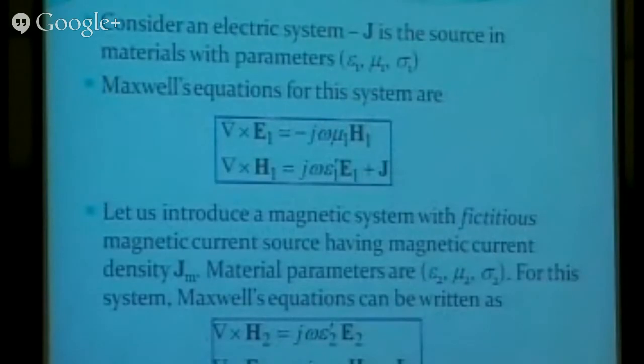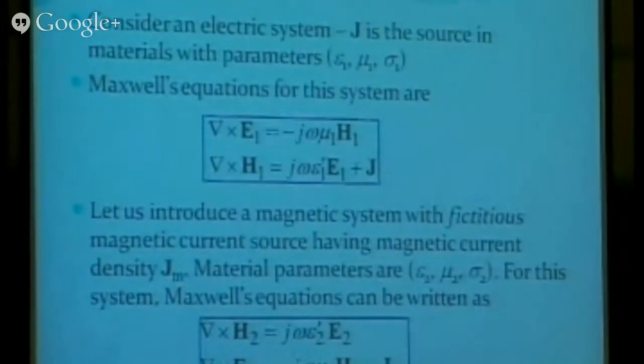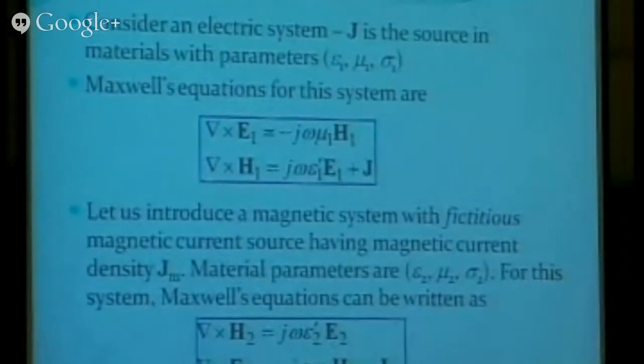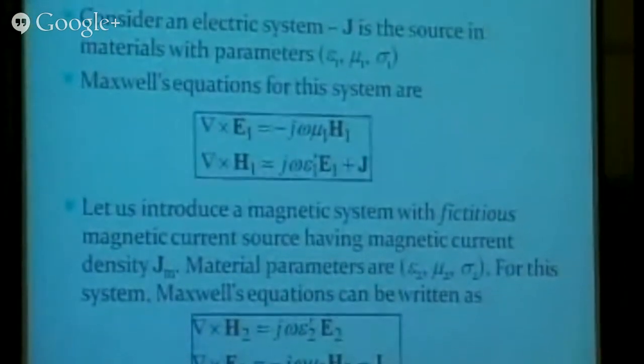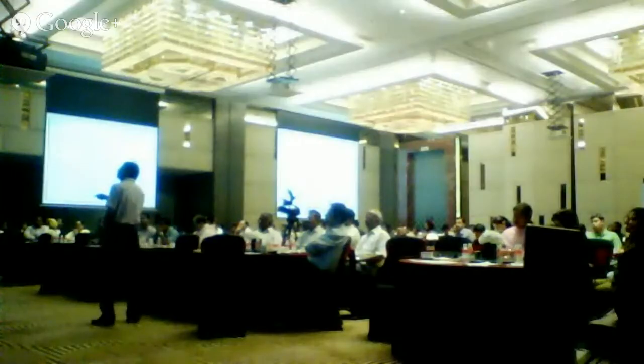So now let us consider an electric system. Electric system means J is the source in materials like this, and Maxwell's equations are like this. There is no magnetic source here. So this is Faraday's law and this is Ampere's law. Now we consider a magnetic system in which electric sources are 0. J and rho are 0, whereas we have a fictitious magnetic current source like this.